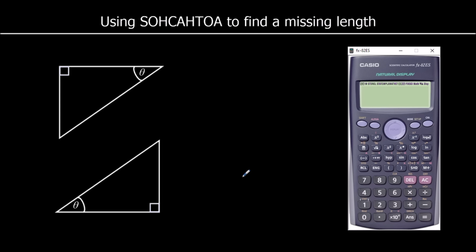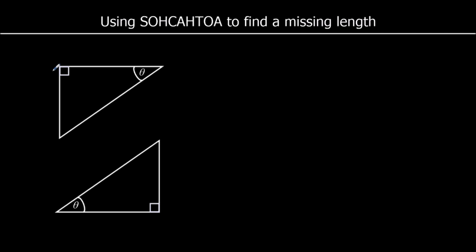On your calculator, you will find a sin button, a cos button, and a tan button. These are called trigonometric ratios, and we use them to find a missing length or a missing angle in a right angle triangle. So let's start by labeling the triangle.